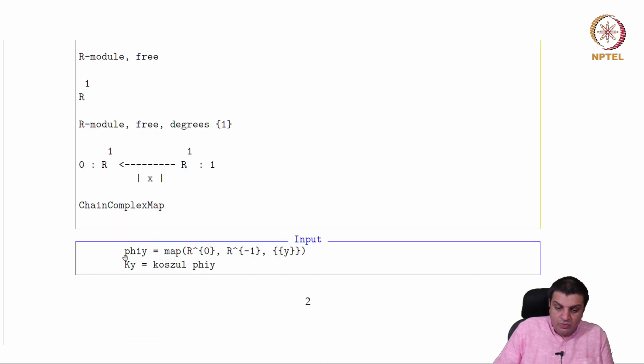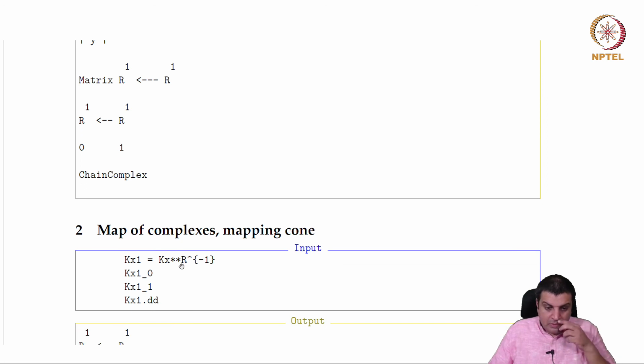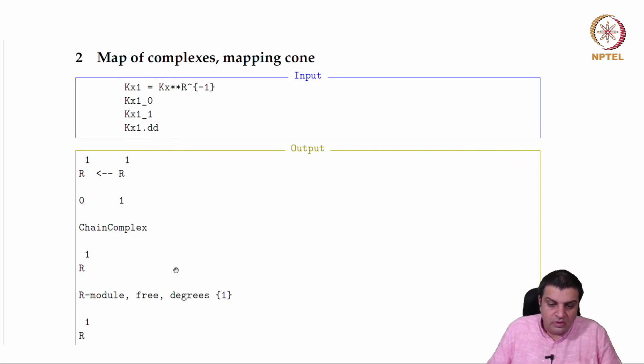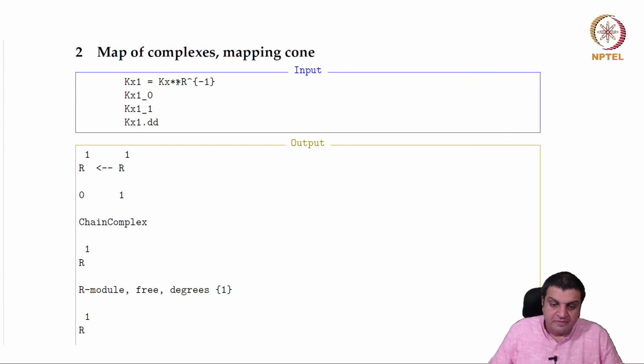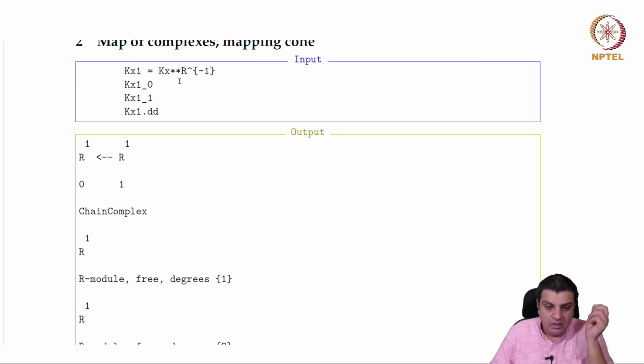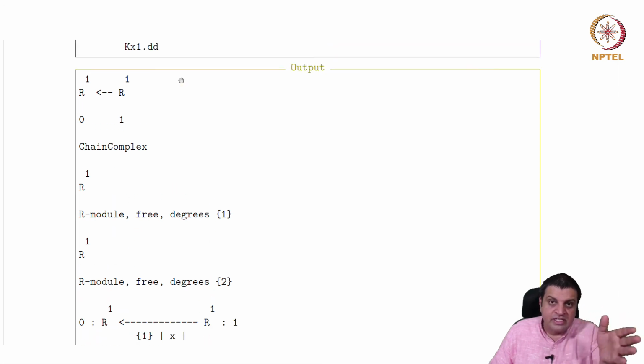Okay, so now we define similarly phi y, and we ask for the Koszul complex. Okay. So now mapping cones. So now we need to shift, we need multiplication by y to be homogeneous. Okay. So we can't use kx itself, we need to change its degrees.